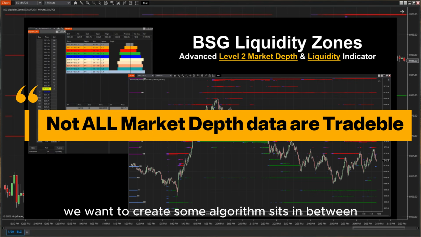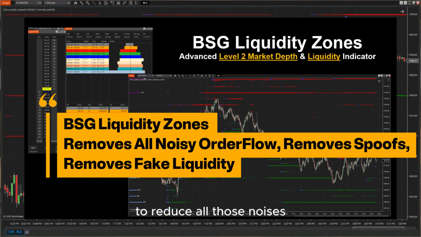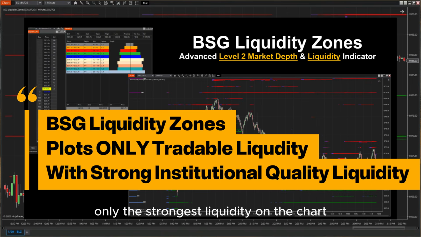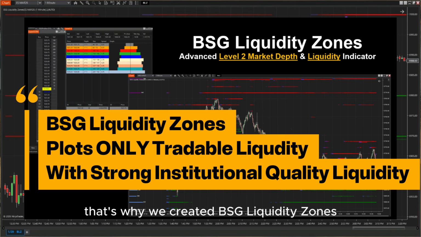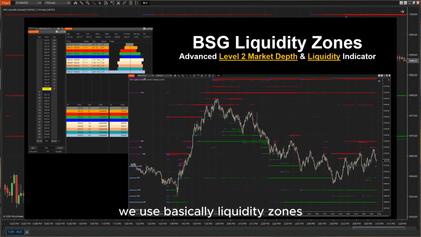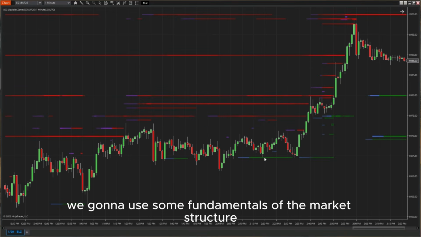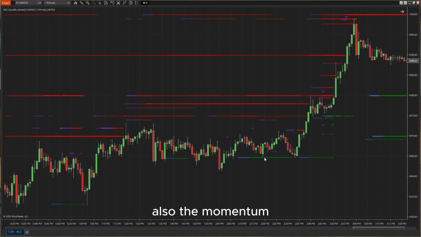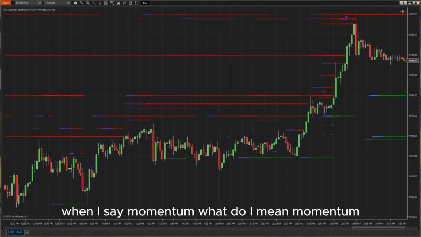We created an algorithm that sits in between to reduce all the noise, all the spoofs, all the non-institutional liquidity, so that we can see only the strongest liquidity on the chart. That's why we created BSG Liquidity Zones. We're also going to use some fundamentals of market structure, and also momentum. But what do I mean by momentum?